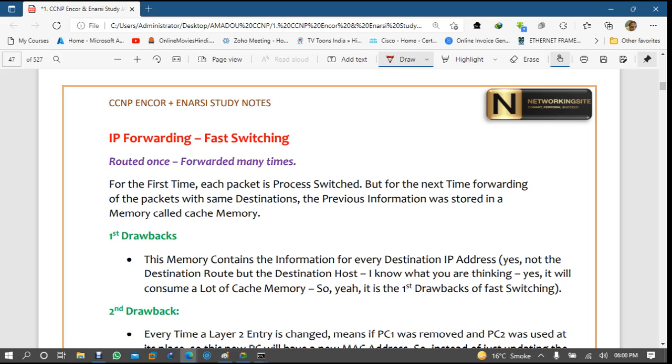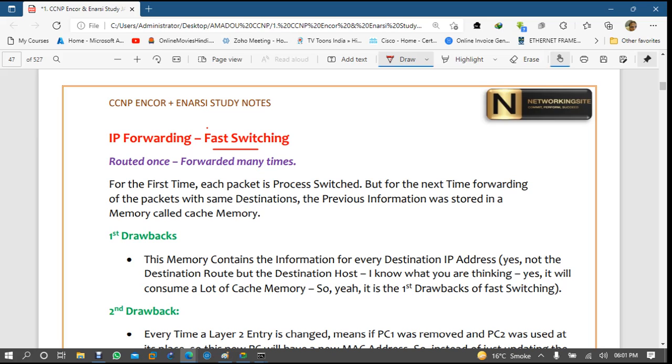Now, the problem in process switching was that your router does the same function for each and every packet. So for that, your router CPU utilization was very high. Now we have to move to fast switching, and now you will see how fast switching works.